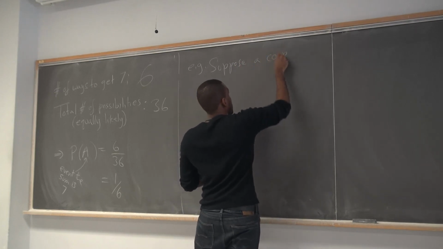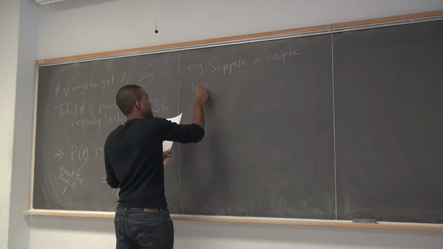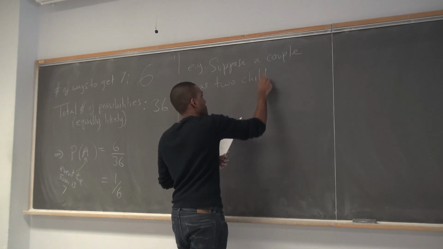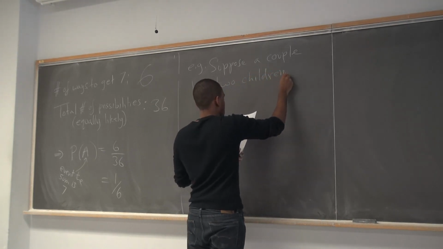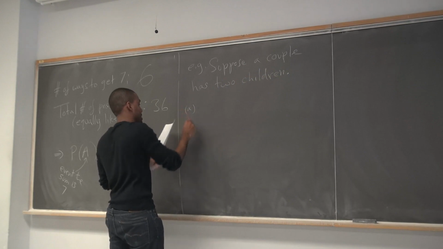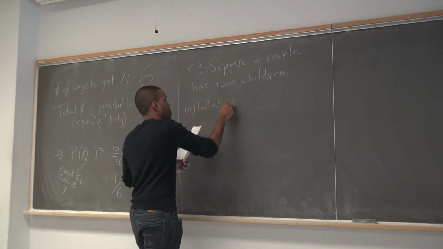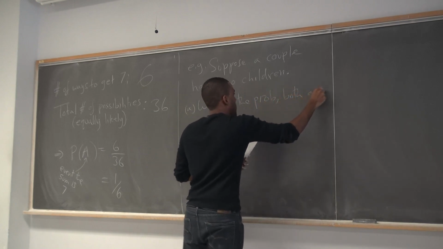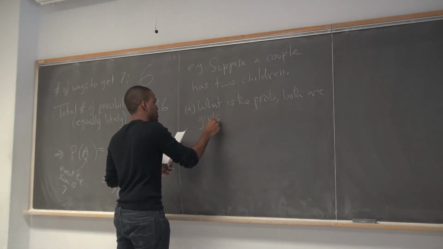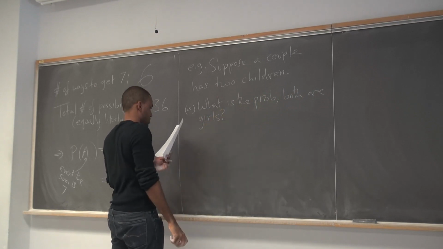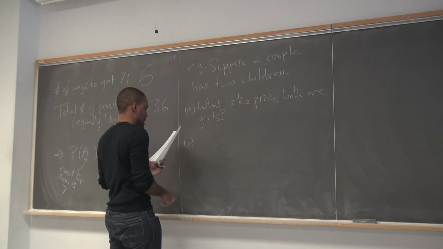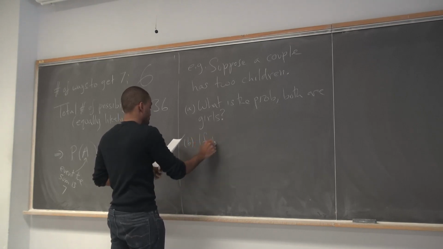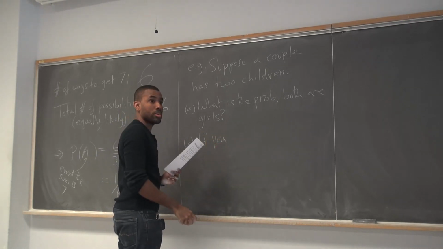Suppose a couple has 2 children. A. What is the probability both are girls? B. If you look at the likelihood, it's a lot smaller.